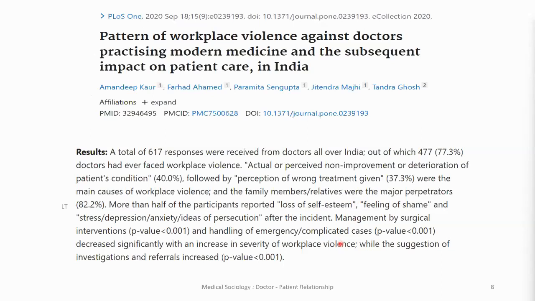They simply refuse taking emergency cases. They refuse taking sick cases. They refuse handling sick cases, and they simply refer them to higher centers or order a higher investigation. So though doctors might be affected directly because of violence, indirectly it is going to hamper the healthcare delivery system, and patients would be at the loss.